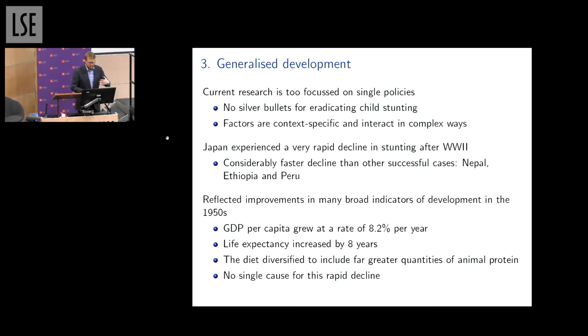But this reflects improvements in many broad indicators of development in the 1950s. So in the 1950s, GDP per capita grew in Japan at a rate of 8.2% per year. Life expectancy increased by 8 years. The diet diversified to include a lot more sources of animal protein. So there's not a single cause here. There's a generalized program of development which allows stunting to be eradicated and kind of allows for these interactions to occur.